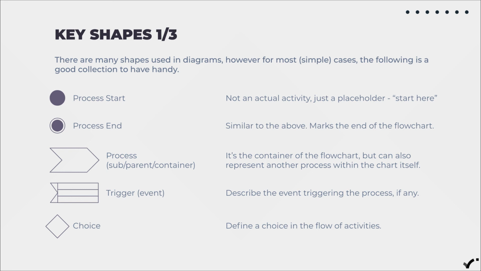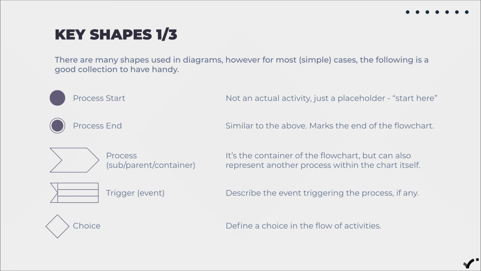Then you will have the actual process. It's this arrow shape. This is applied to every process, every step of the hierarchy. It doesn't matter if it's the main process, a sub-process, a container, or whatever. It's usually used, as you'll see, to contain all the activities as well as show relationships with other processes. You will have the trigger. It's like a table with a flag on the side. The trigger describes the event that triggers the process, if the process is triggered by anything.